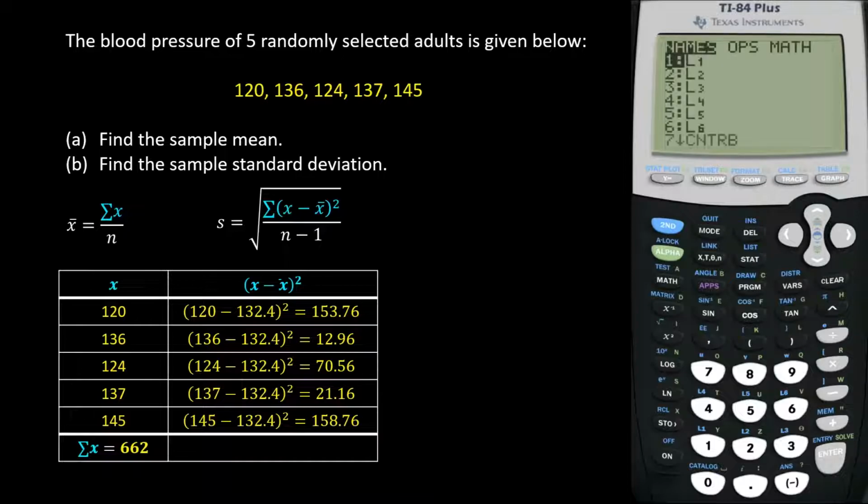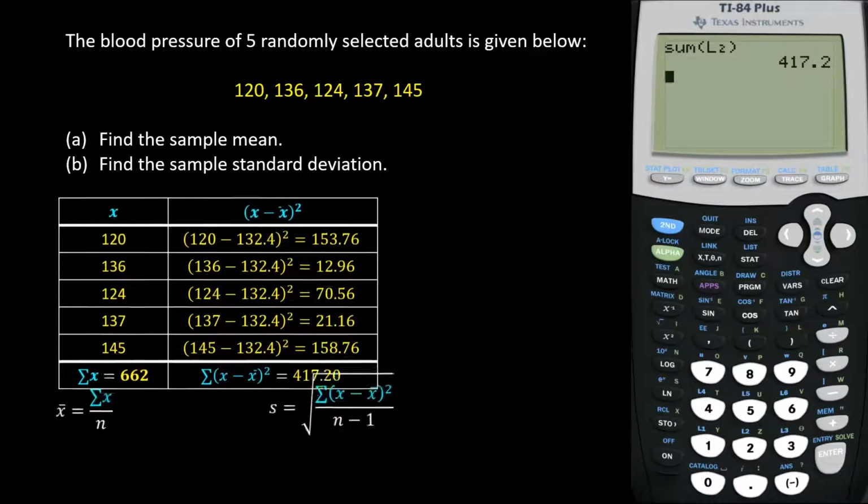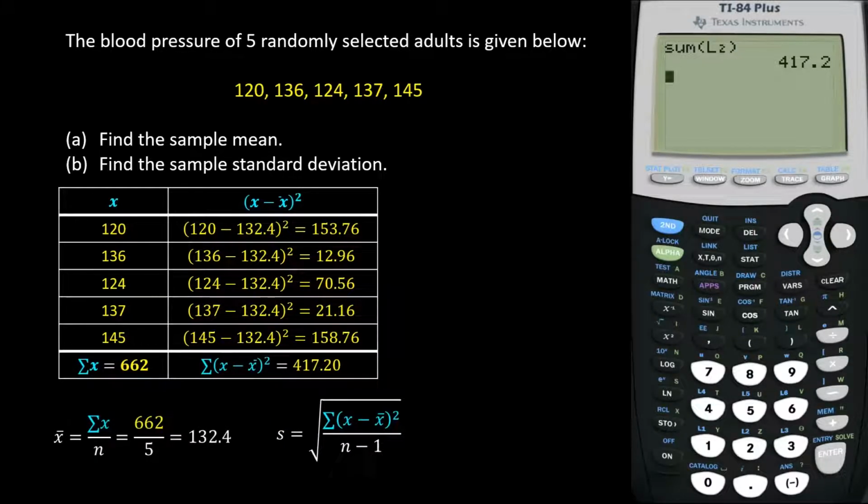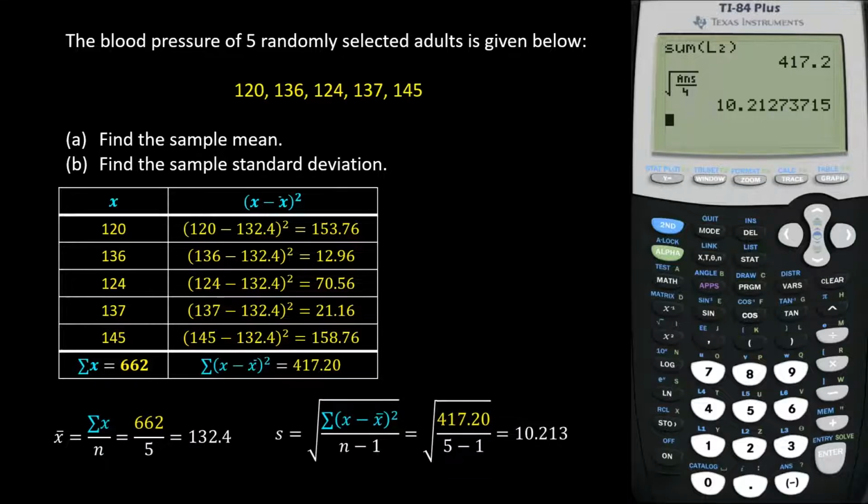Since the summation symbol appears as part of the expression, we want to take the sum of L2 and we get 417.20. Again, we can calculate the sample mean as we did previously. Now let's go ahead and substitute the information into the sample standard deviation, and let's use a calculator for this step. We'll type square root, use the fraction template as we did before, and instead of typing 417.2, I can access this value by pressing second and then the negative symbol to get to ANS, which is short for answer. Then let's divide by 4 and we get 10.213, which matches the answer we got when we used the other version of the sample standard deviation.